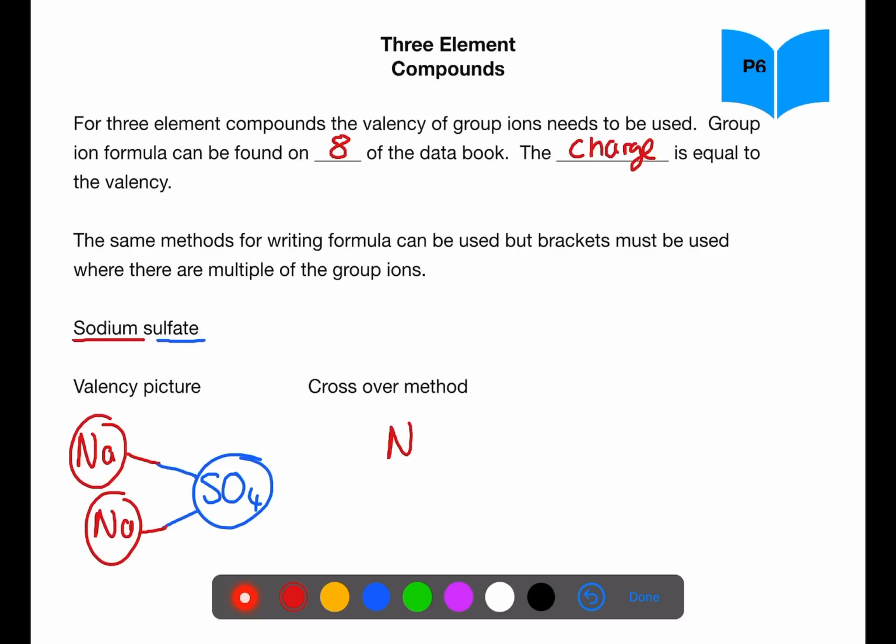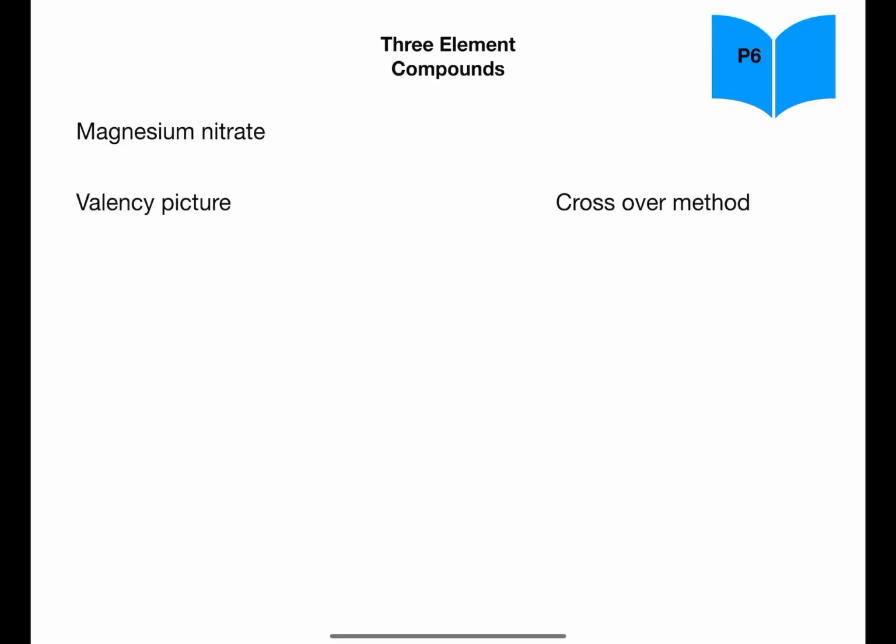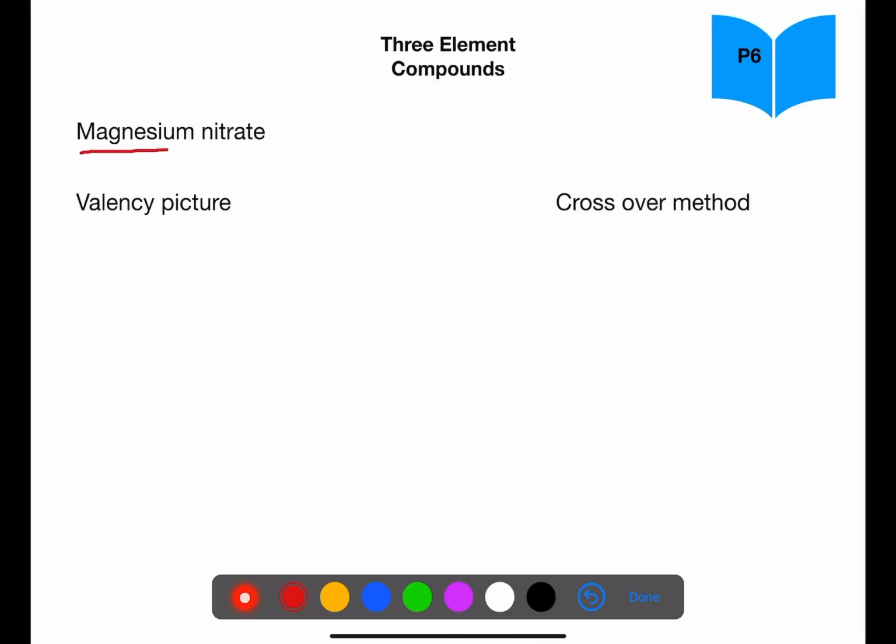To do the crossover method, we write out the symbols. We have Na and SO4. Underneath, we write down the valencies, 1 and 2. If we have a common factor, we can divide and simplify, but here we do not, so we simply cross them over. This means that we end up with a formula of Na2SO4. Let's look at a second example, magnesium nitrate.